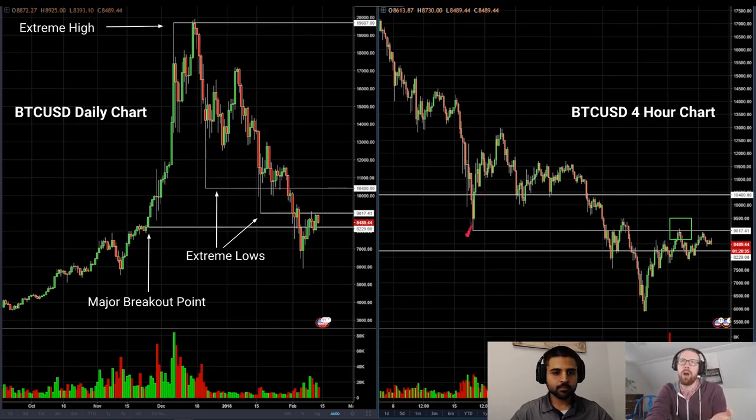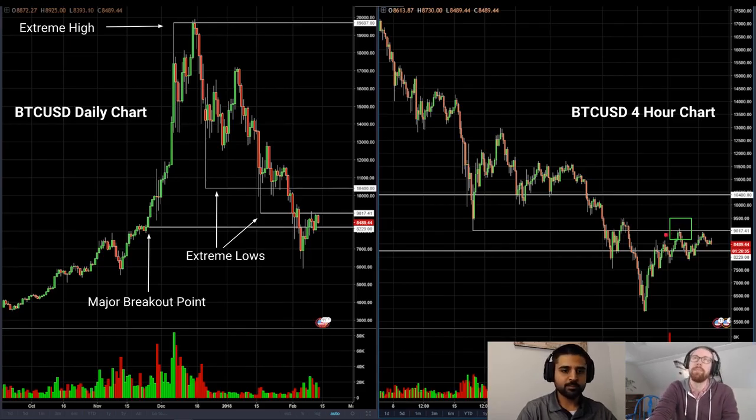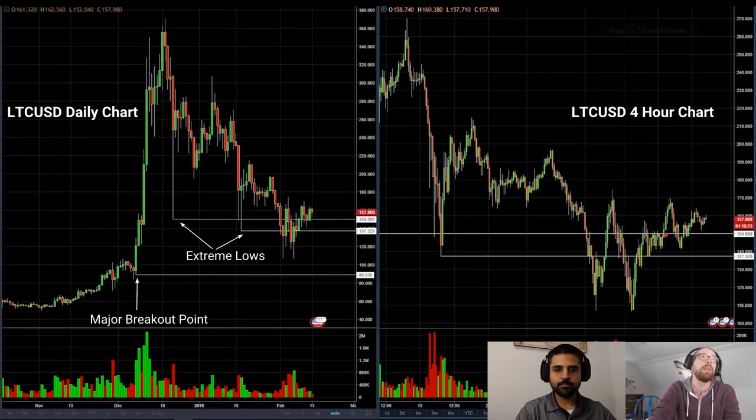But you can also draw these support and resistance lines intraday on the 4-hour chart as you see them. And if they're really well respected, it's because they're really obvious. The more obvious they are, the more likely they are to be respected by other traders. That's a great point. Here's a chart on Litecoin. You want to talk about this one a little bit?